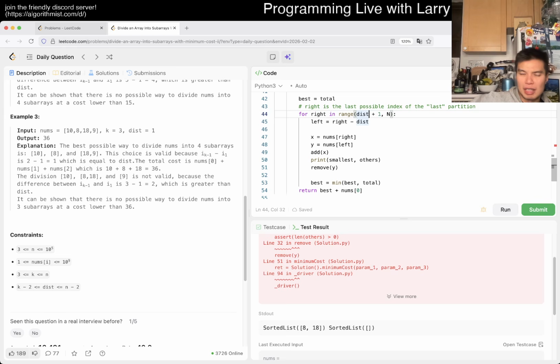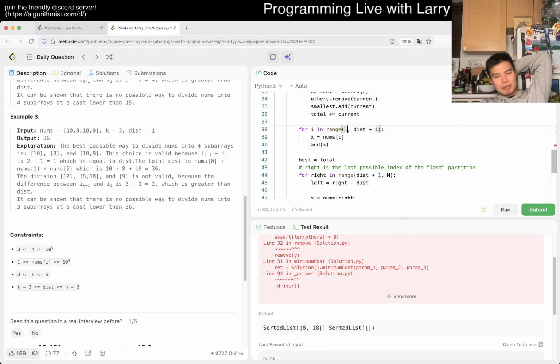Oh wait, I think I confused it the other way around. So that means that... no, distance plus 1 means the... Oh no, I'm looking at the wrong one. It's this one. But that means that we look from index 1 and 2. No. This is distance of 1, so it looks at 1, 8, right? And then that's it? That's not right.